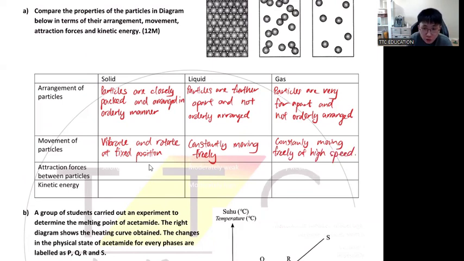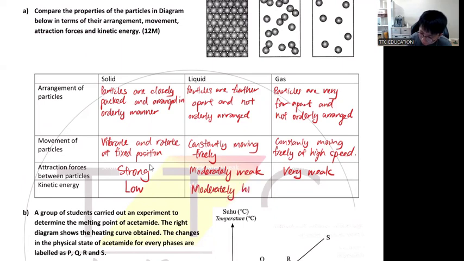Okay, how about the attraction force? Guys, attraction force is about distance. If very near, then strong attraction force. So we can say strong. If further away, we can say moderately weak. Then if very far apart, very weak. Kinetic energy depends on the movement. So if only vibrate and rotate, it's low kinetic energy. Then this one is moderately high. And then lastly is very high.